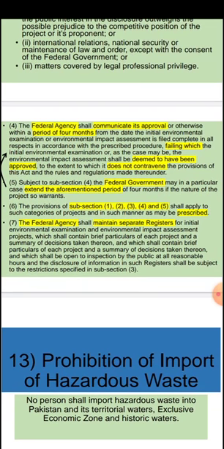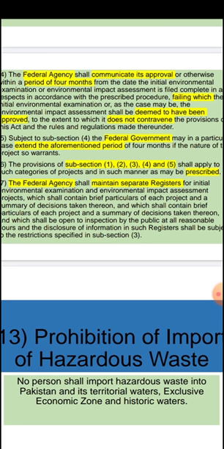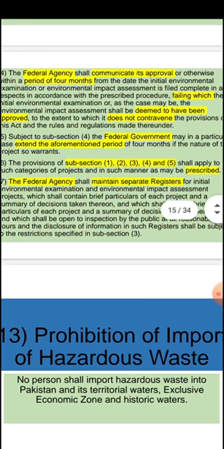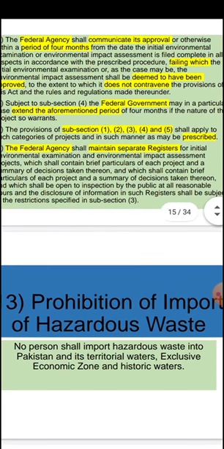Then if the approval period is taking more than 4 months, then the IEE will already be considered as approved, unless it is not against any environmental impact and not producing any negative impact, or there is no contravention to the provisions of this act. And then we have, however, the federal government can extend this period of 4 months depending upon the nature of the project. So the provision will be in the manner as may be prescribed.